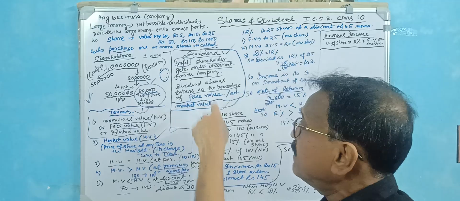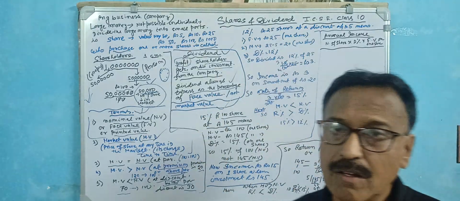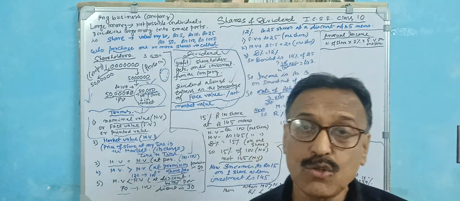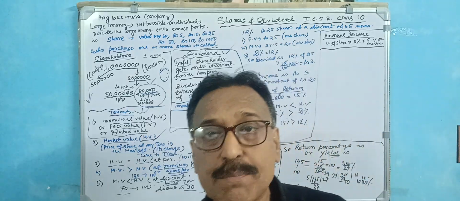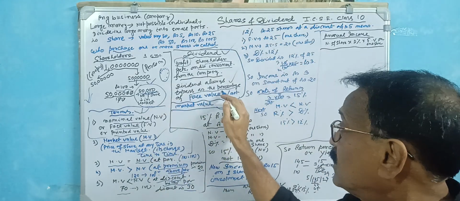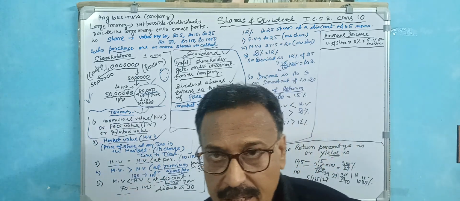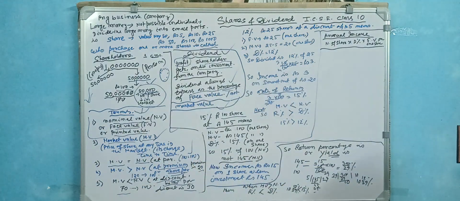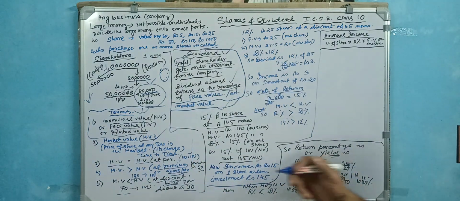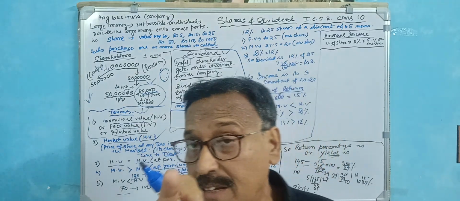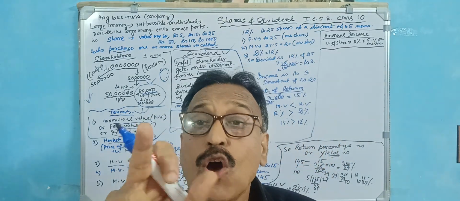Remember, dividend is calculated on the face value, the nominal value. Dividend is always expressed in percentage. So 5% dividend, 6% dividend, 20% dividend. Okay. This percentage is a very important thing. You just calculate the dividend on the face value.